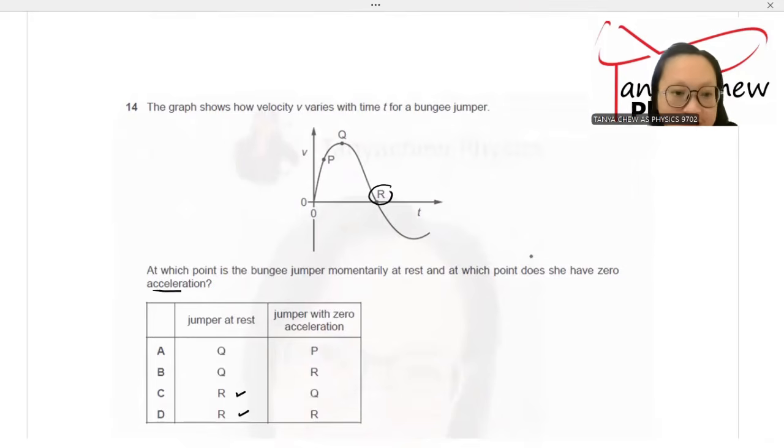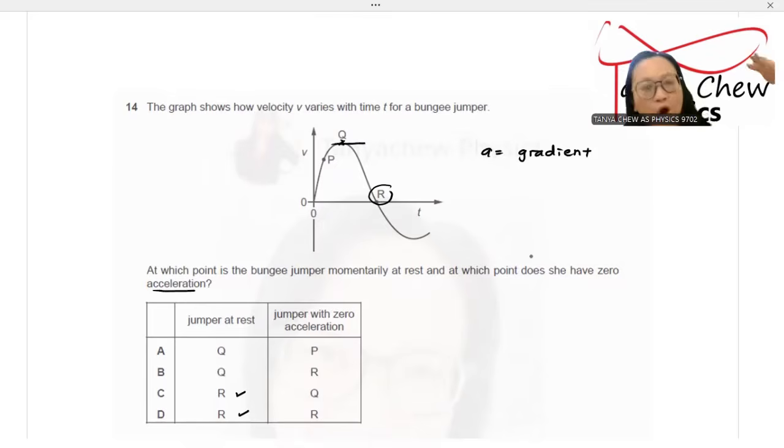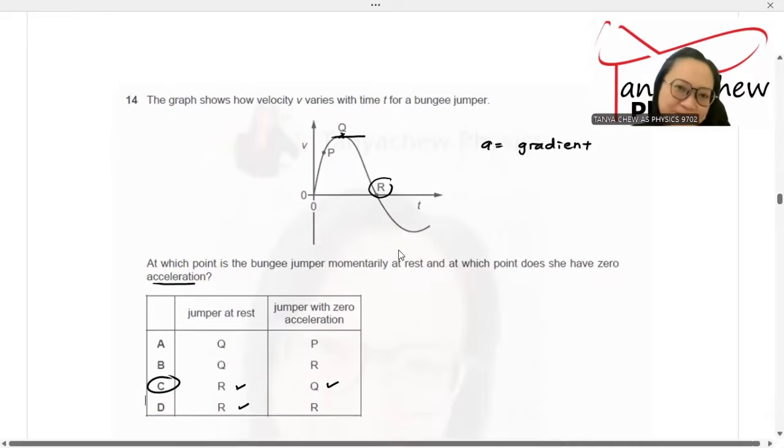And this is a speed time graph. How do we find the acceleration? Acceleration is equal to the gradient of the graph. If you get zero gradient, that also means that the acceleration is equal to 0. So at Q, could you see that? The tangent that I drew is horizontal. A horizontal line will always give you 0 gradient. That is why Q is the point where the jumper has 0 acceleration.